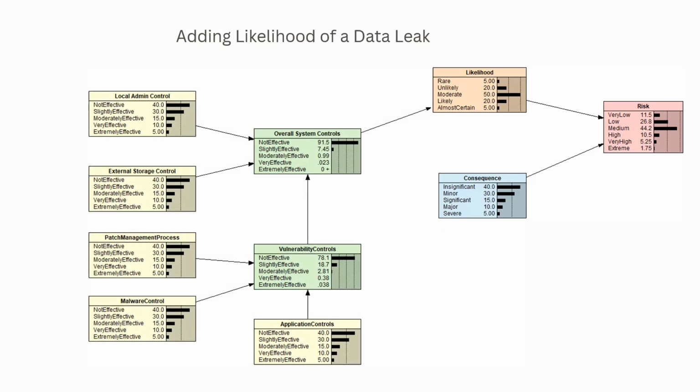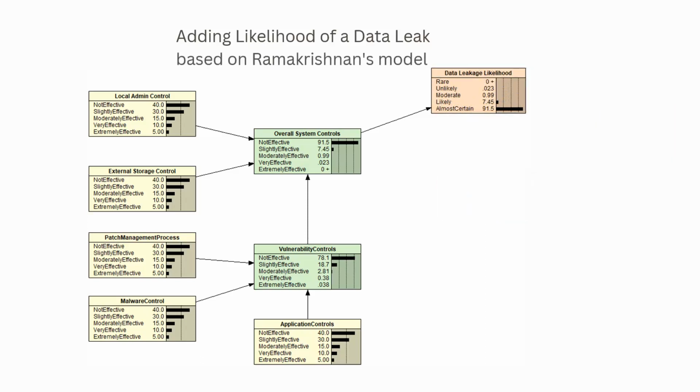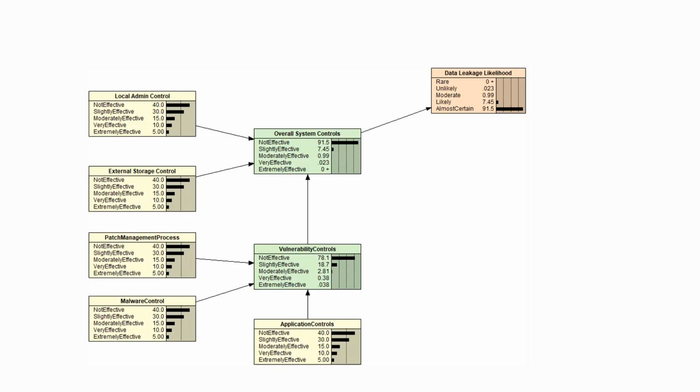Here is a simplified version of that model. The green nodes show overall system controls and vulnerability controls. These influence the outcome, which is the likelihood of a data leak. The initial values entered are for demonstration purposes and show an average state having controls that are not effective. So we have the intermediate nodes in green with the yellow nodes upstream. For example, the malware control node contributes to the vulnerability node.